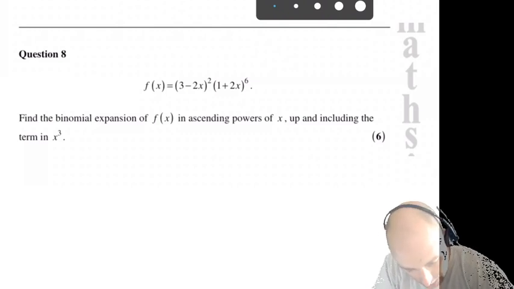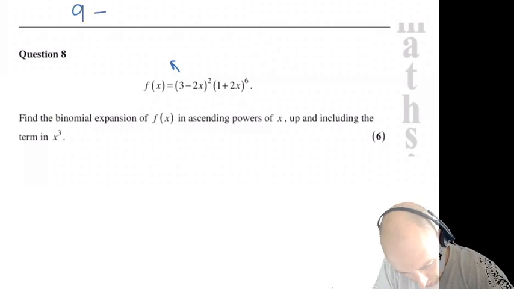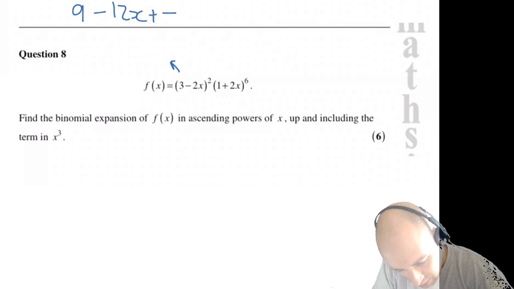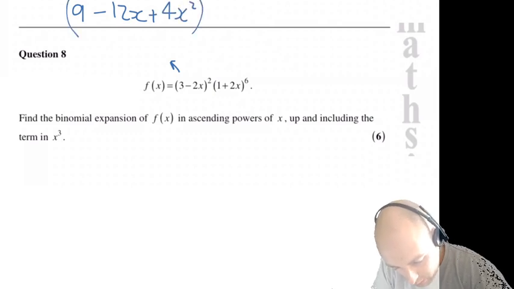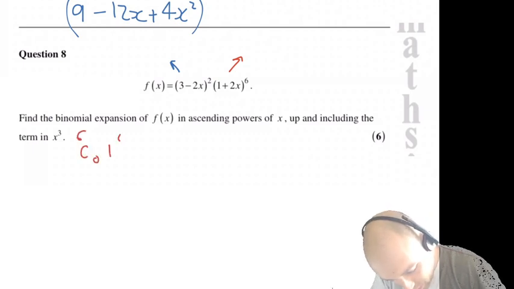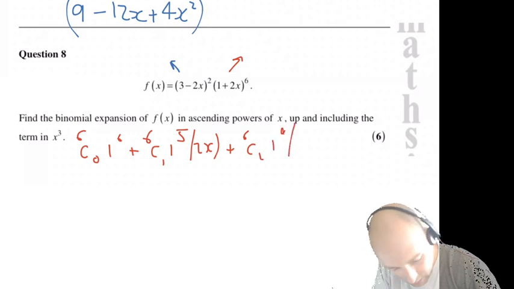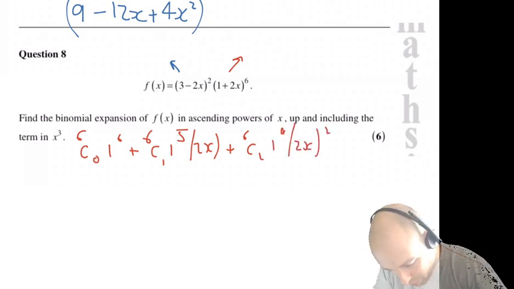And this one we can just do as a quadratic, so you get 9 minus 12x plus 4x squared. This one we need to use binomial. So we've got 6C0 1 to the 6, plus 6C1 1 to the 5 times 2x, plus 6C2 1 to the 4 times 2x squared. Up to and including the cube term, so one more: 6C3.